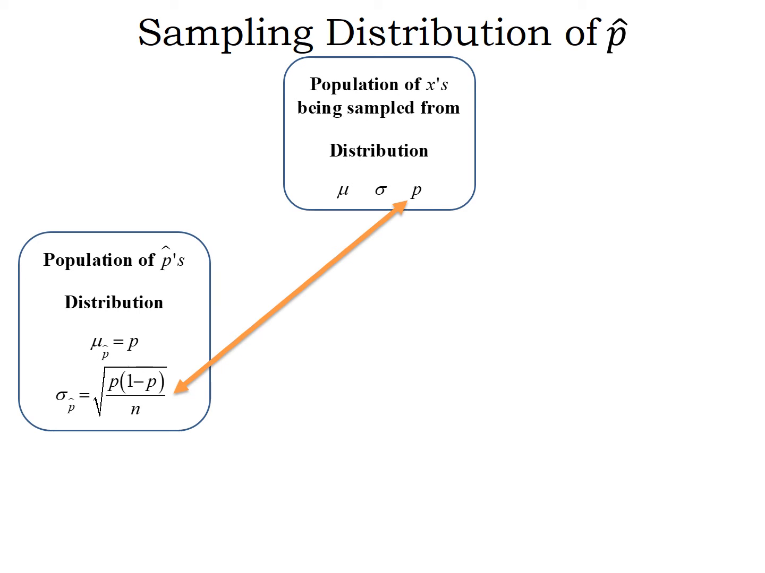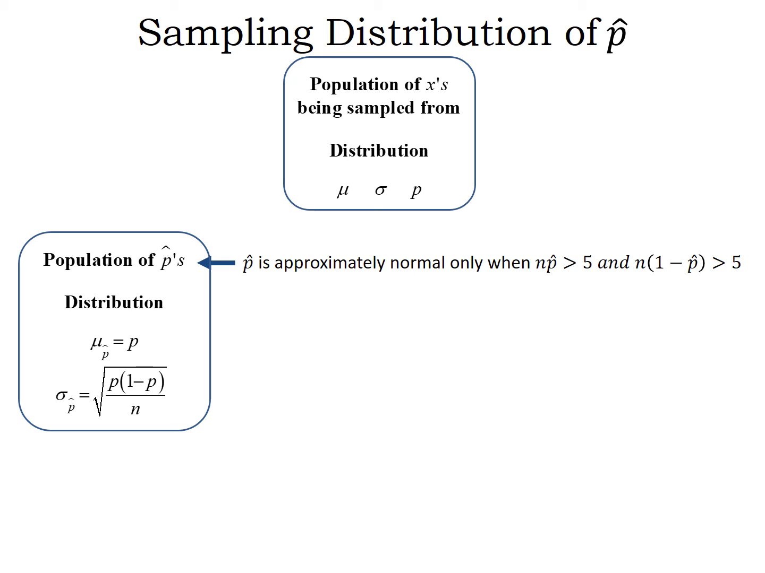It turns out that p hat is never actually normally distributed, unlike x bar. However, p hat can sometimes be approximated by a normal distribution, but only when n times p hat is greater than 5 and n times 1 minus p hat is greater than 5.